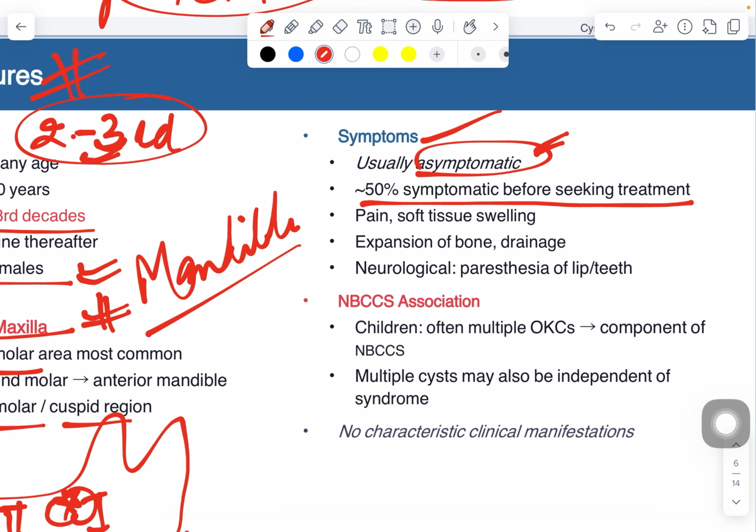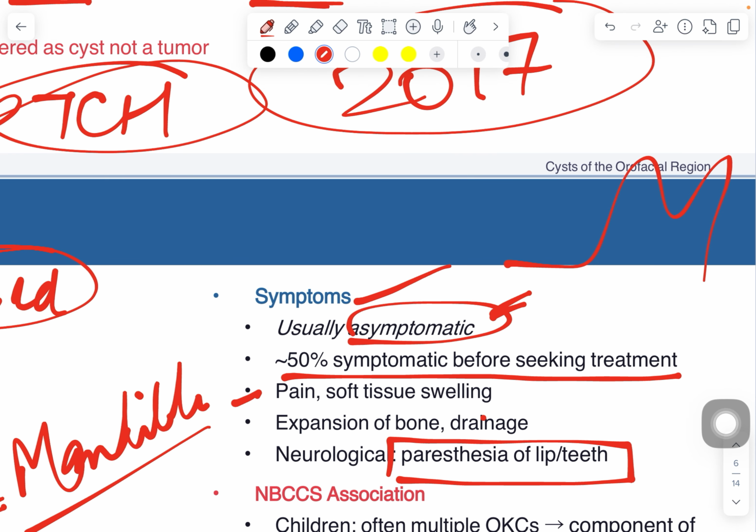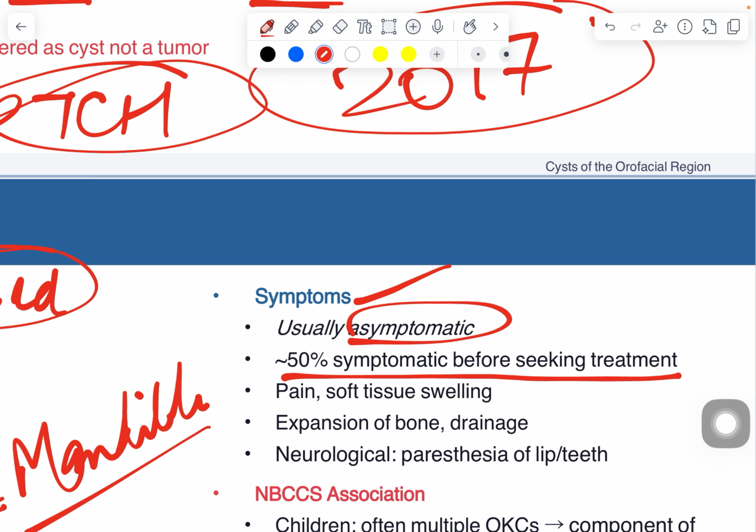It is associated with pain, soft tissue swelling, expansion of bone. Now there will be paresthesia of the lip and teeth in this case. Why? Because suppose this, like, let me clear it out first.